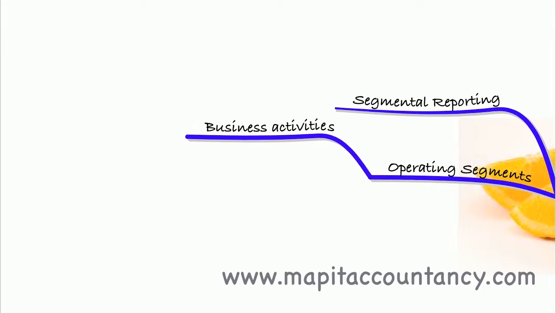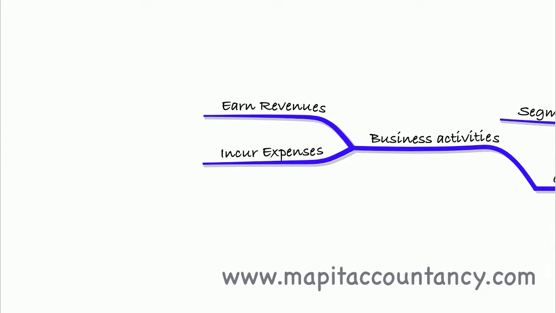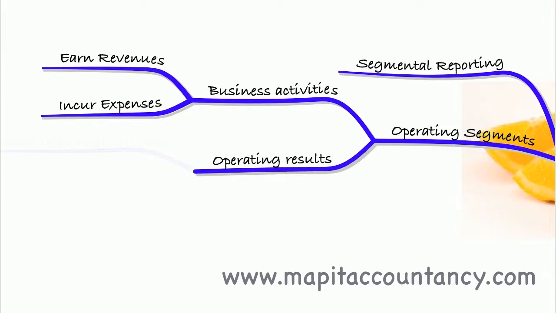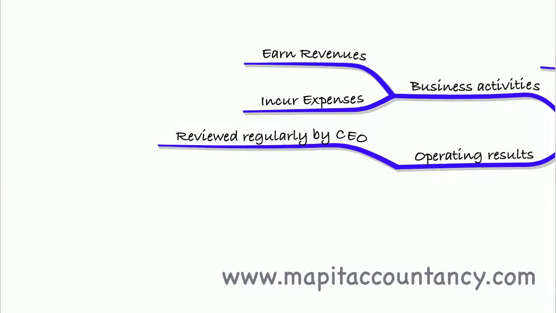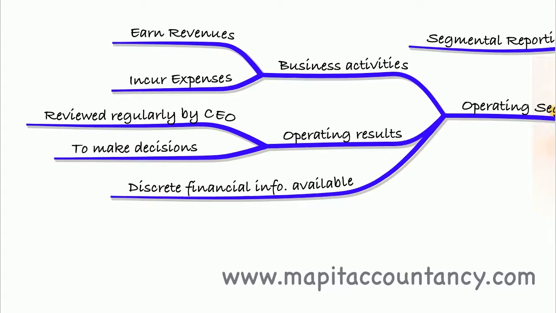Well, it is if it undertakes business activities that earn revenues and incur expenses. Also, they need to have operating results that are reviewed regularly by the chief decision maker, usually the CEO of the entity. So they'll look at those to make decisions. Also, there needs to be discrete financial information available. So if it meets those criteria, well then yes, it's an operating segment.